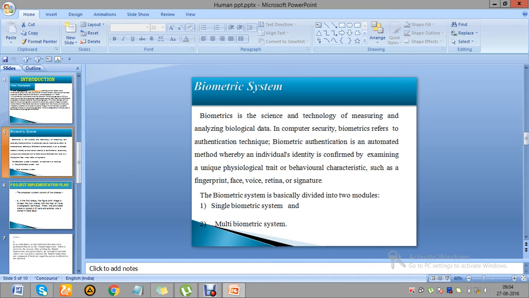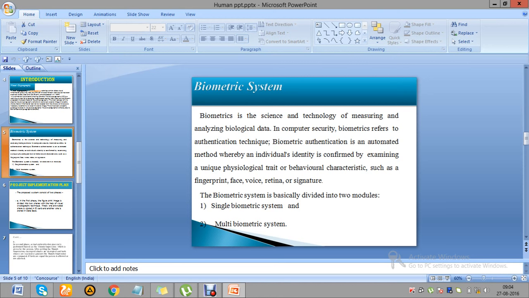In computer security, biometric refers to an authentication technique. Biometric authentication is an automated method of individual confirmation of a unique ID. That means you can generate a unique ID from something unique like a fingerprint, and confirm individual identity. Basically this is used in attendance systems or exams, which is why fingerprint, face, voice, retina, or signature are used.